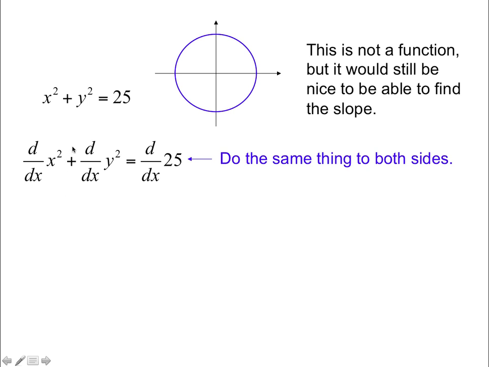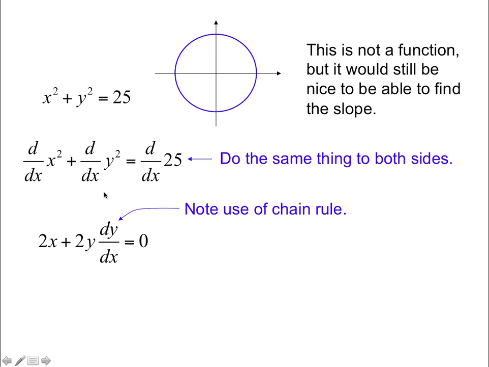So let's start with this x squared here. The derivative of x squared with respect to x, those variables match up. Our straight power rule tells us that's 2x. Okay? Let's take a derivative of y squared with respect to variable x. So we have a mismatch there. So we do the regular power rule, 2y, followed by the chain rule, dy/dx, to get that in terms of the right variable.